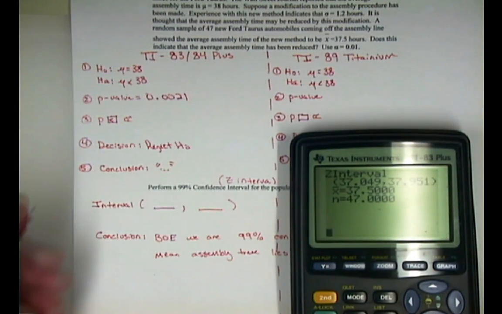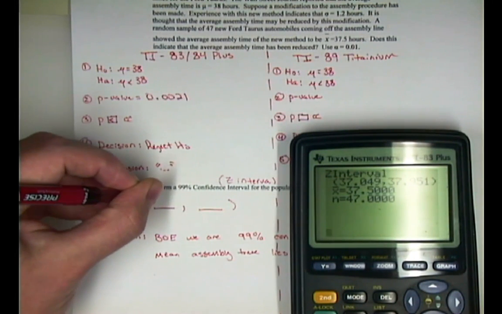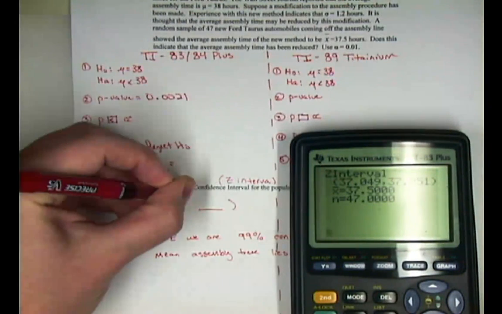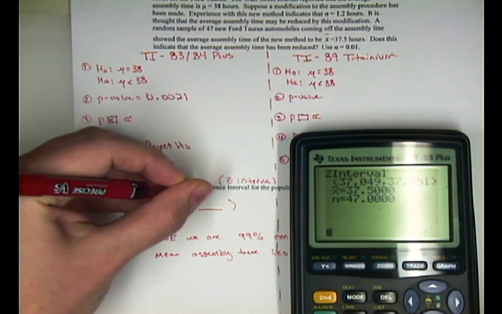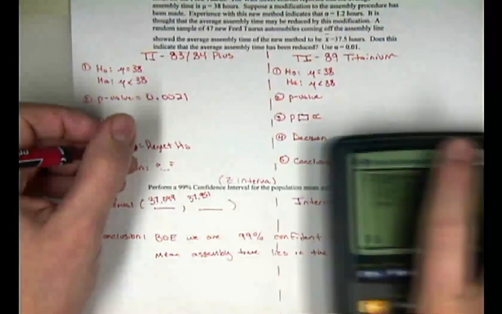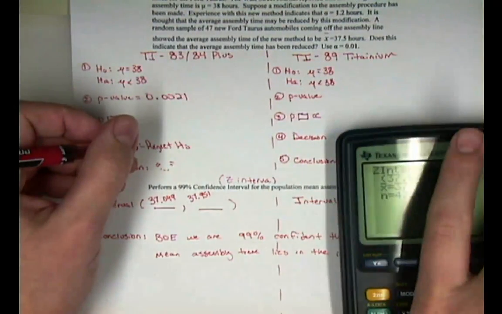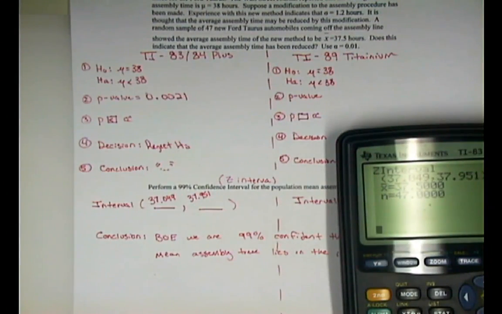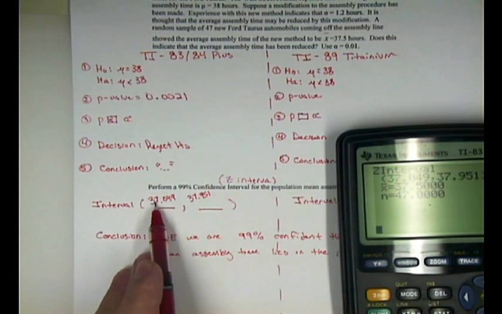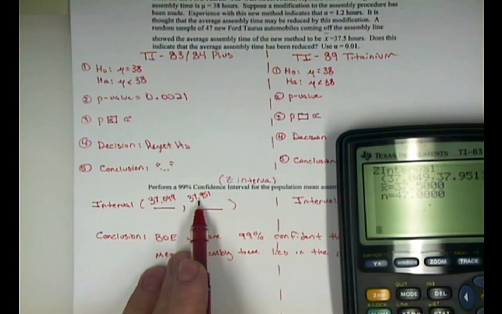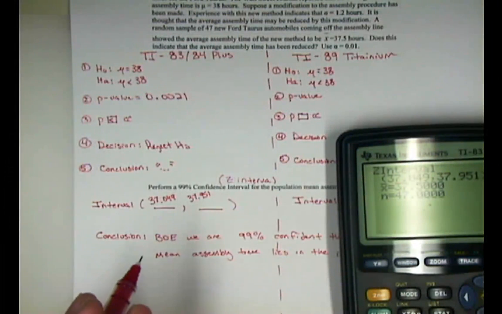Hit Calculate. Immediately you're brought up the interval 37.049 to 37.951. And then you can just go straight to your interpretation. Based on the evidence, we're 99% confident that the true mean assembly time lies in the interval 37.049 to 37.951 hours, and you're done.